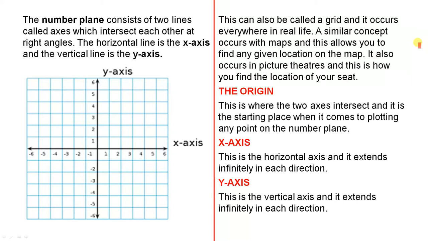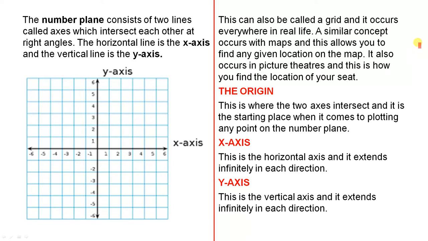This can also be called a grid, and it occurs everywhere in real life. A similar concept occurs with maps, and this allows you to find any given location on the map. It also occurs in picture theatres, and this is how you find the location of your seat.